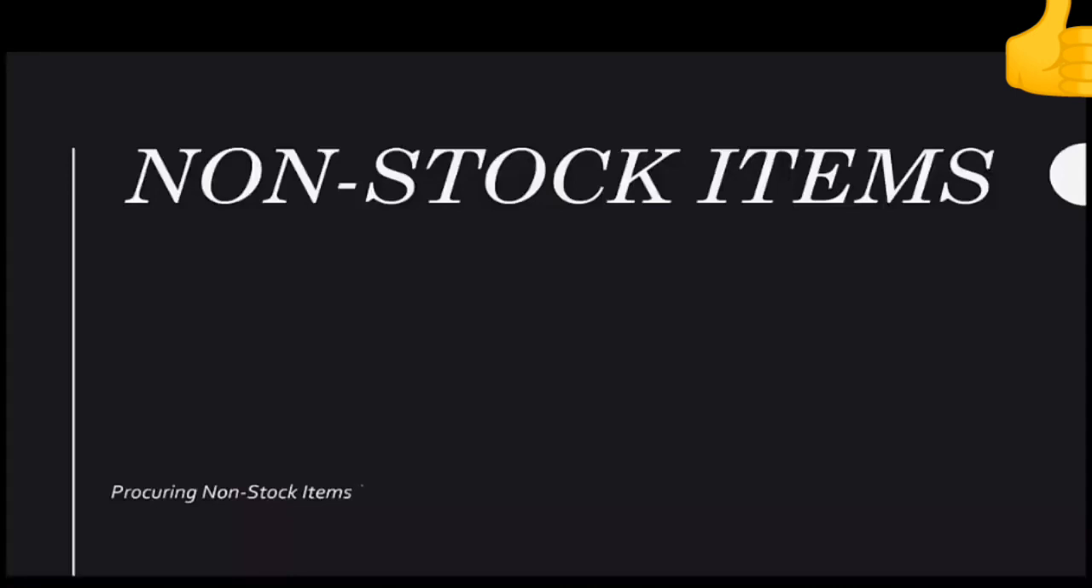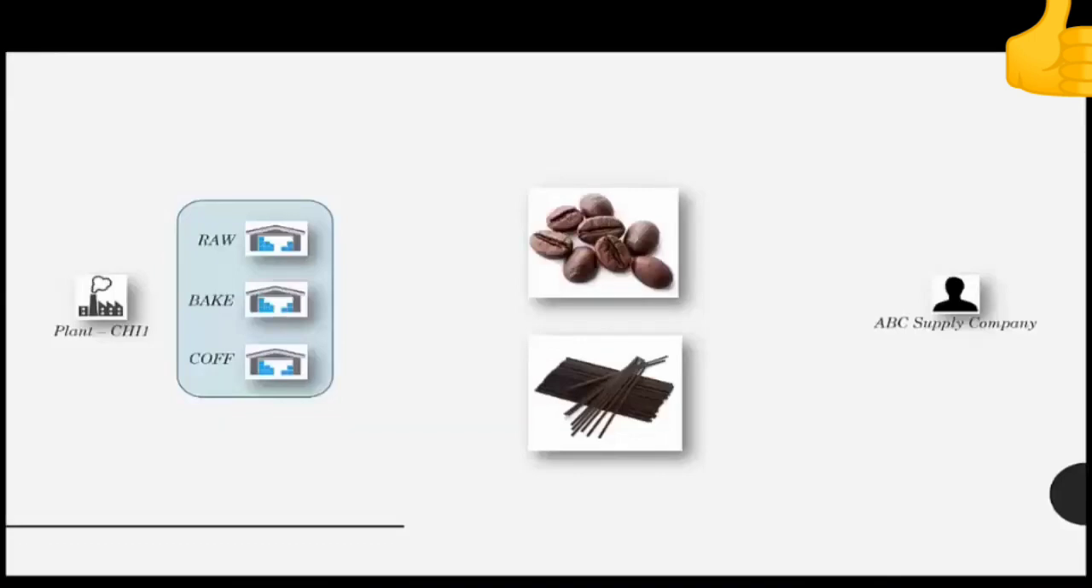Procuring non-stock material. So the first question that you might have is, what is a non-stock material? And of course, the follow-up question is, why is procuring stock material or non-stock material any different from one another? Let's explore that. In our coffee shop, we procure coffee beans. We also procure stirrers. Is procuring coffee beans any different from procuring stirrers?